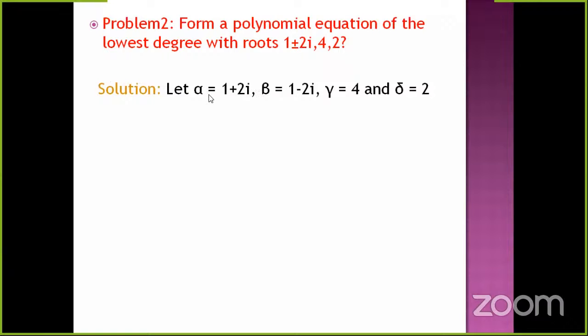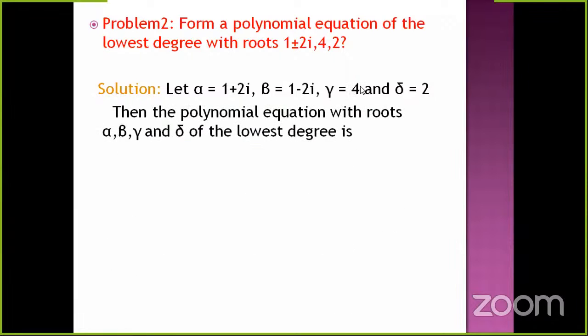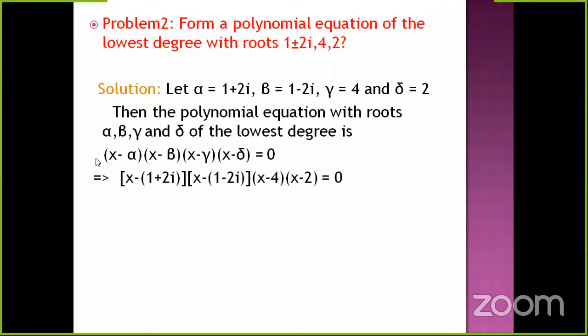For my convenience, I am naming the roots. Let alpha be equal to 1 plus 2i, beta is equal to 1 minus 2i, gamma is equal to 4, and delta is equal to 2. From this information, I can write the polynomial equation of lowest degree as x minus alpha into x minus beta into x minus gamma into x minus delta is equal to 0. Now substitute the values of alpha, beta, gamma and delta. Then I will get x minus 1 plus 2i into x minus 1 minus 2i into x minus 4 into x minus 2 is equal to 0. Opening the brackets, what will I get?